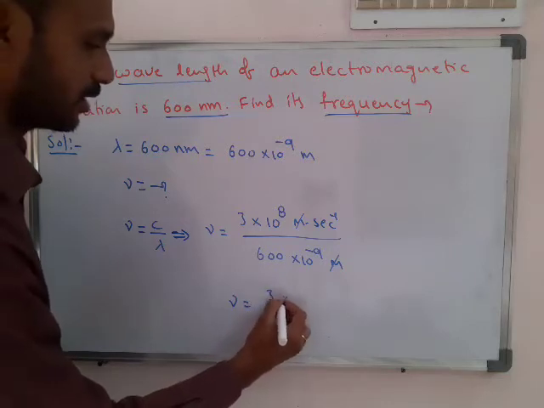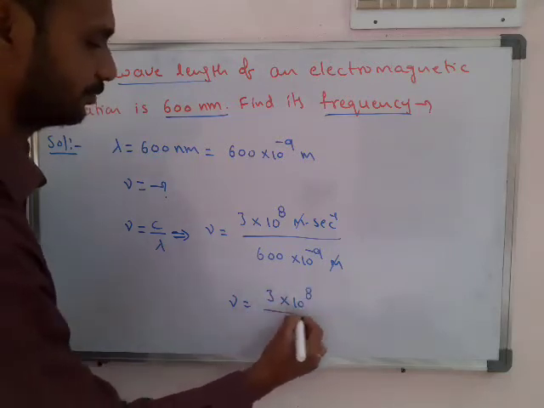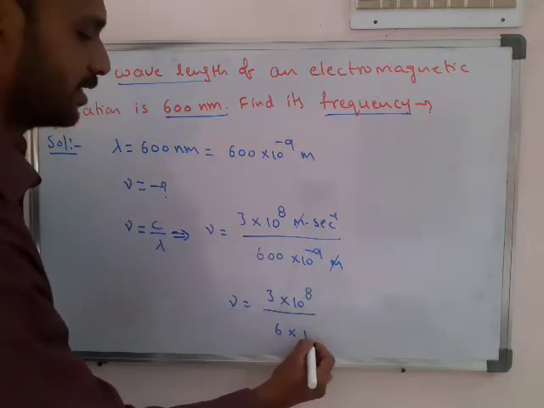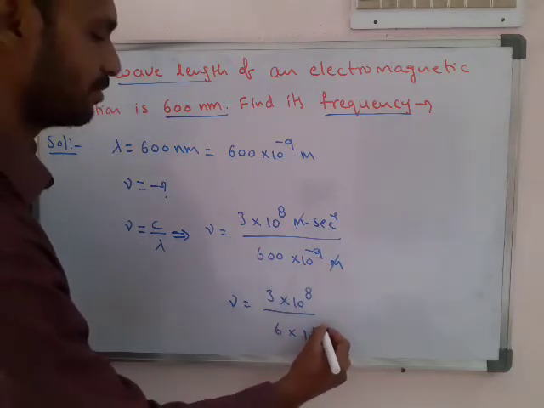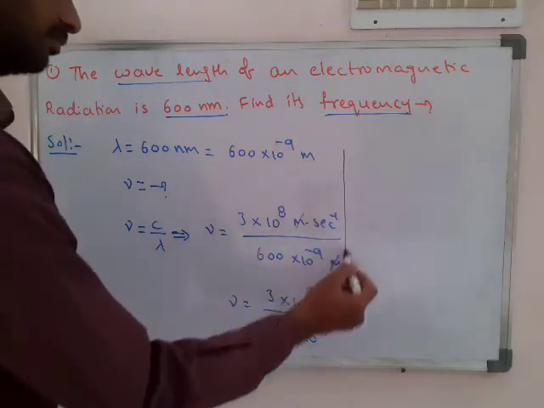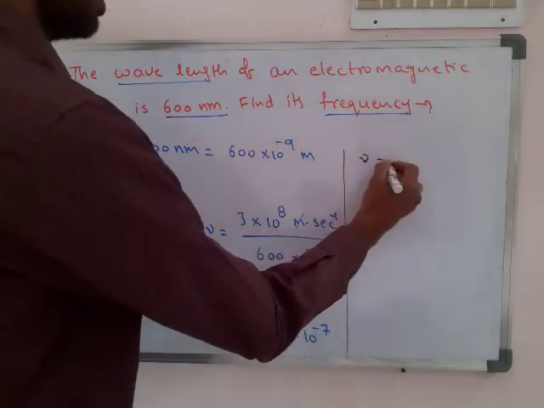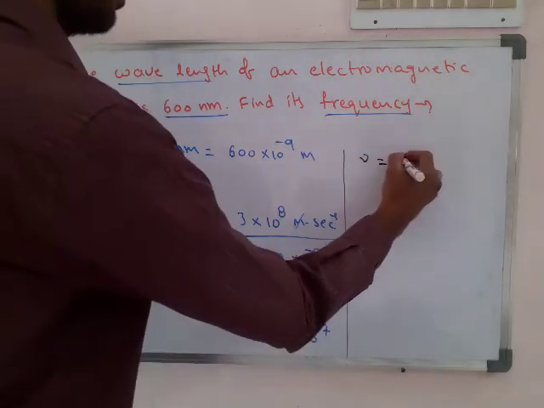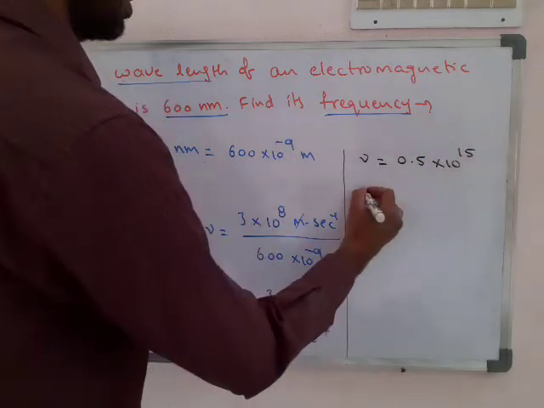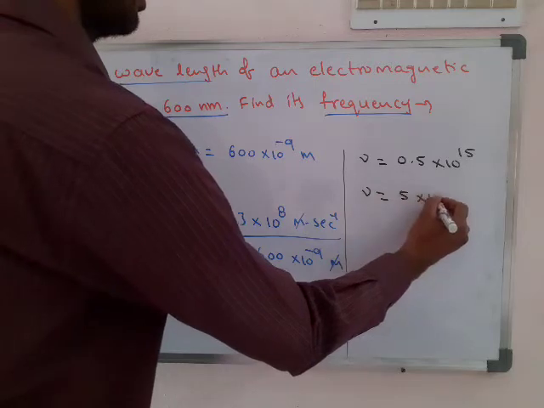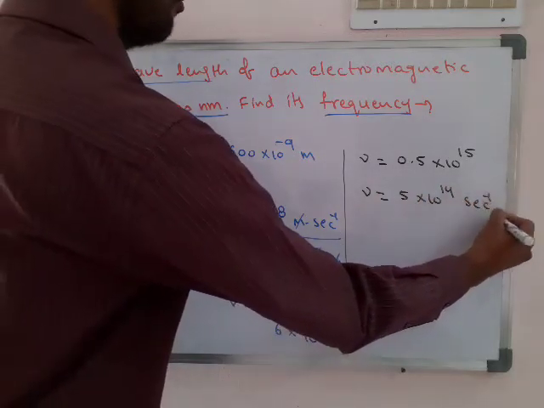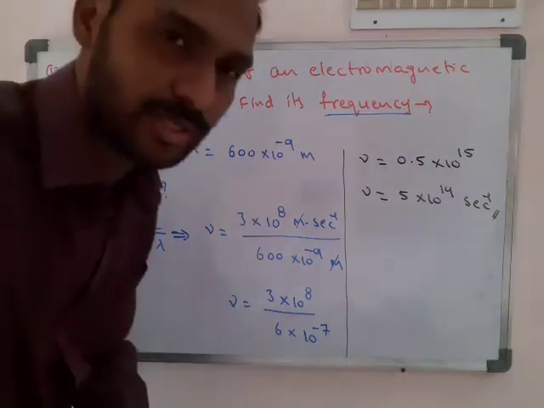Equal to, so on calculation, I'm writing this 6 in this, make it 10 square. This 10 power minus 9 becomes 10 power minus 7. So what is the new value now? 3 by 6, make it 1 by 2.5, 10 power 15. So nu is equal to 10 power 14. What are the units? That is second inverse.